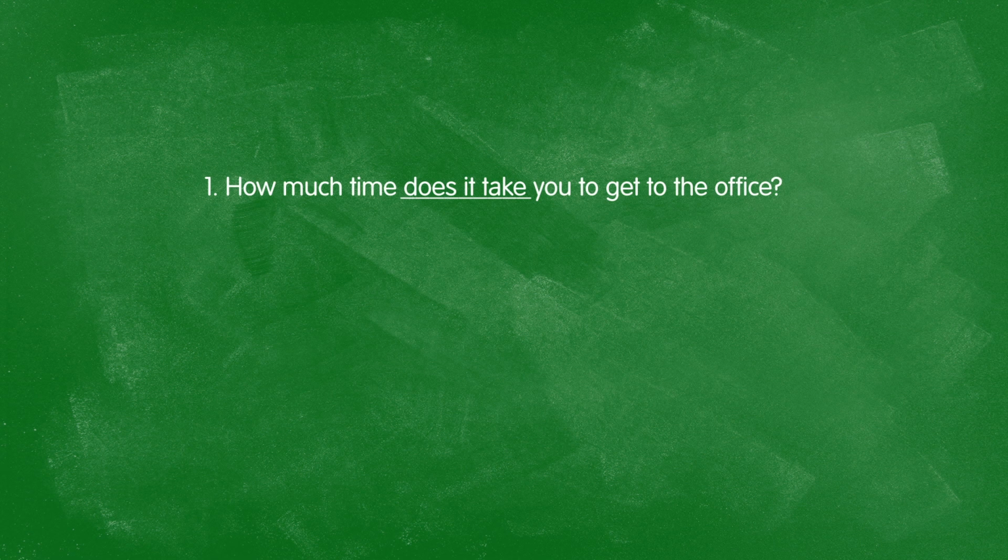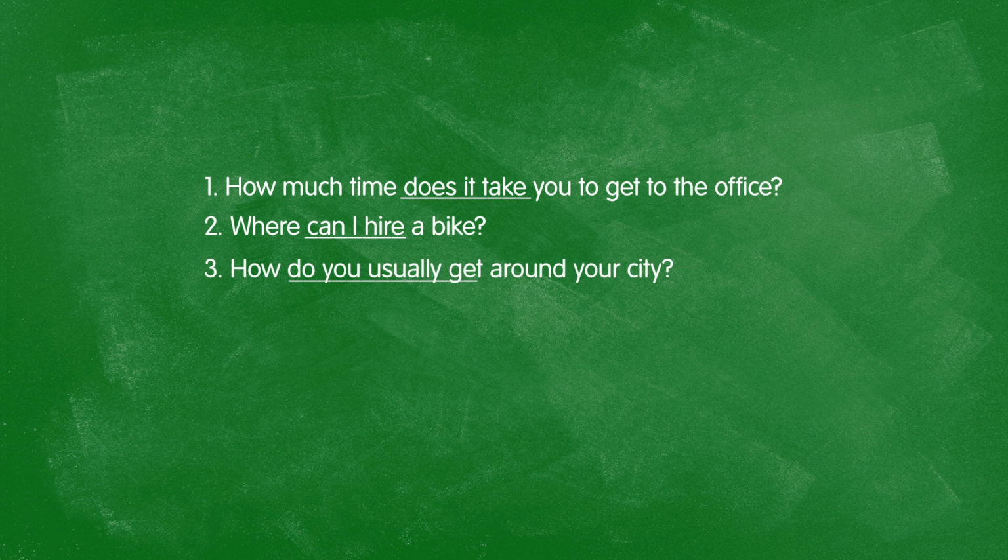In the first example, how much time does it take you to get to the office? Here we're speaking in present simple, so we use does after how much. In the second example, where can I hire a bike? Here, can is a modal verb and acts like an auxiliary, so we put it immediately after the question word. The third example, how do you usually get around your city? Again, present simple, do is our auxiliary verb.